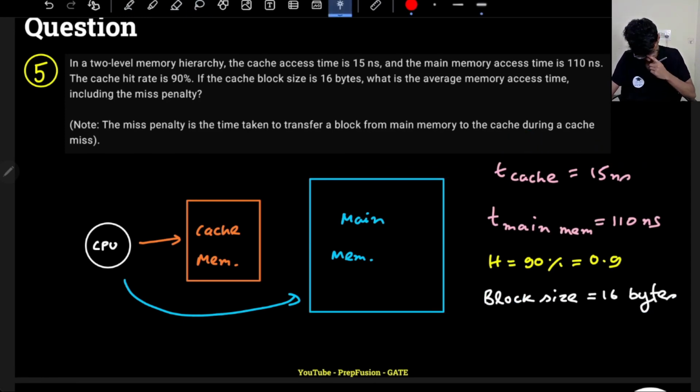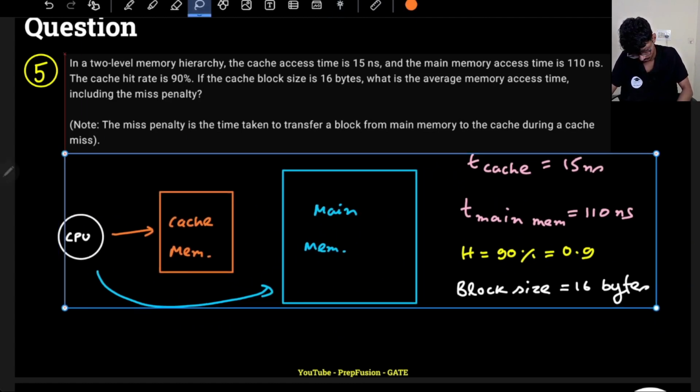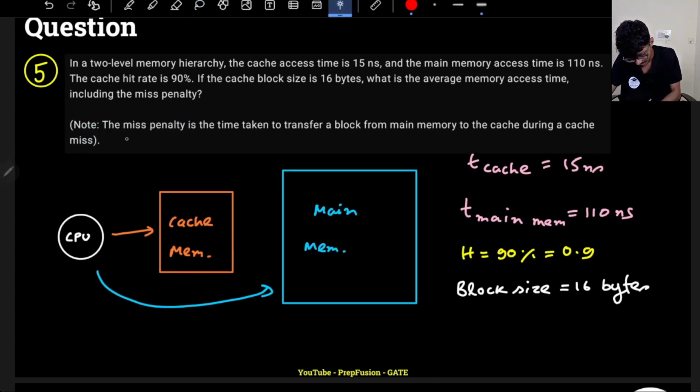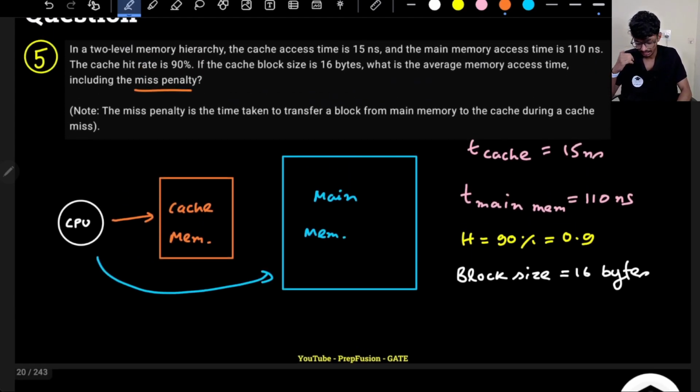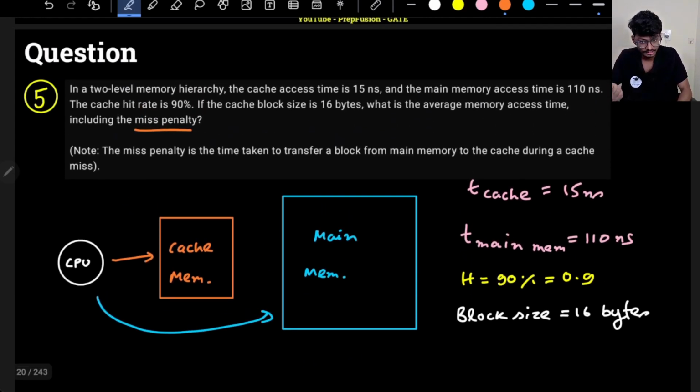So now they are asking me what is the average memory access time. How do I find out the average memory access time? They are considering the miss penalty, like what is the average memory access time including the miss penalty. What do I mean by miss penalty? Miss penalty is just another synonym, another way to tell that you are using hierarchical access.